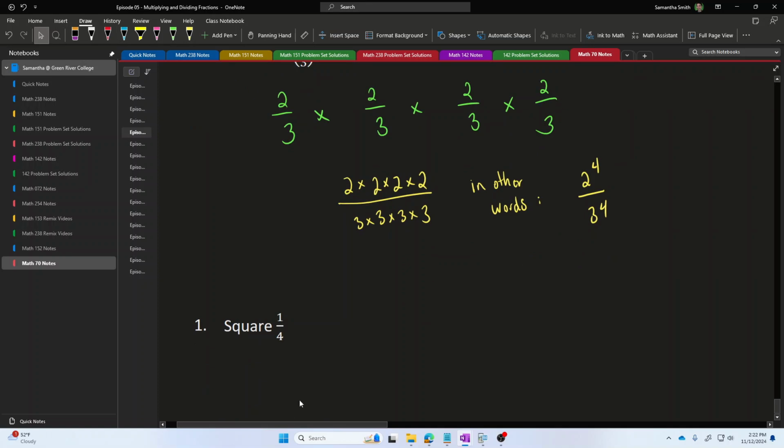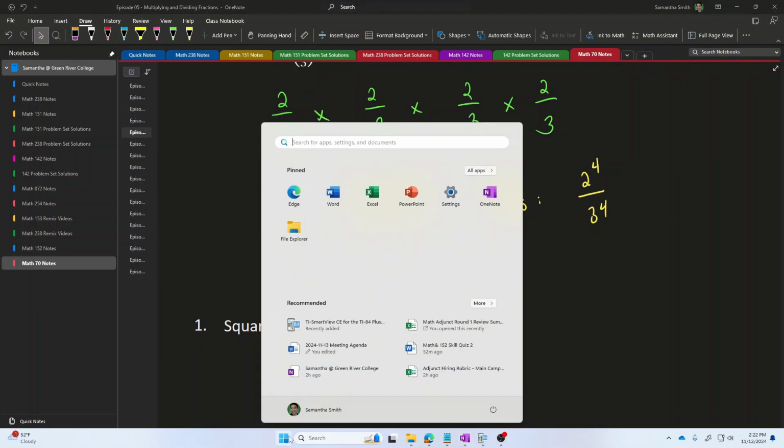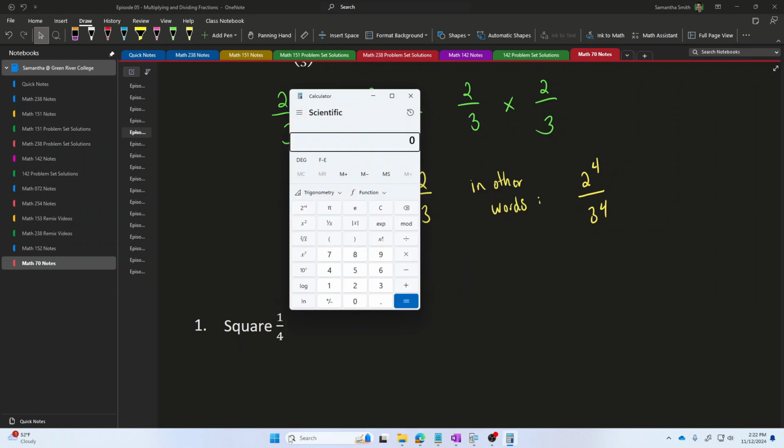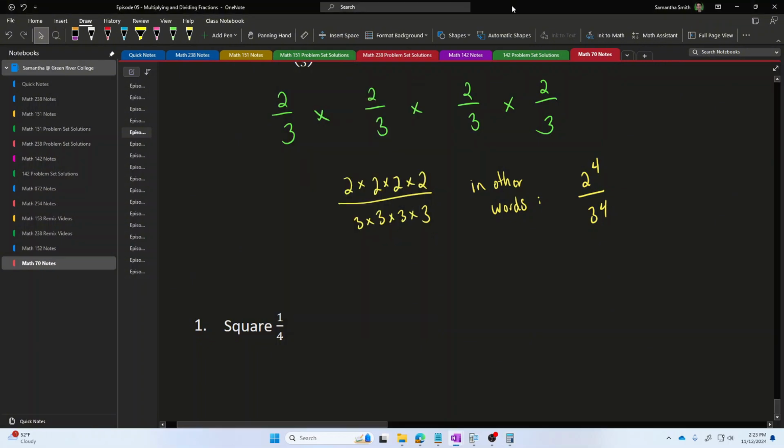Now, these values are a little bit large, so this is a situation where I might go ahead and use a graphing or scientific calculator to help me. For example, if I had 2 and then this power button here 4, that tells me that the numerator is going to be 16. And if I did 3 exponent button 4, that tells me that the denominator is going to be 81.